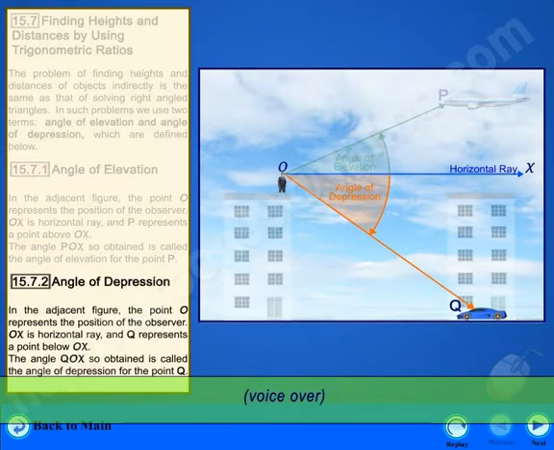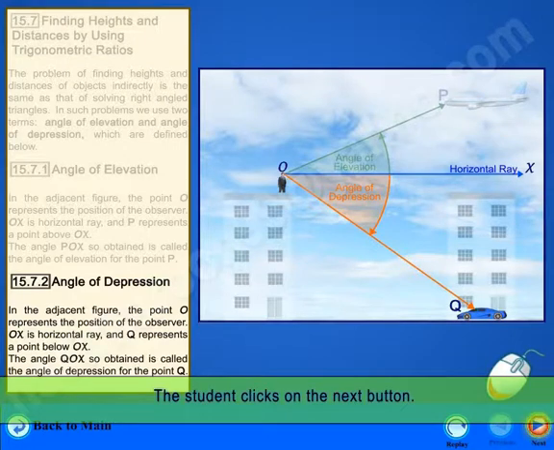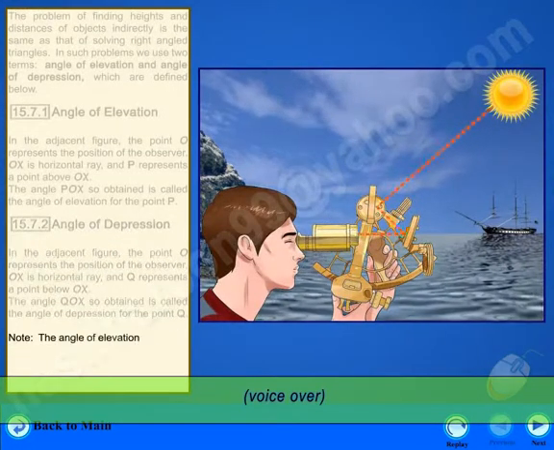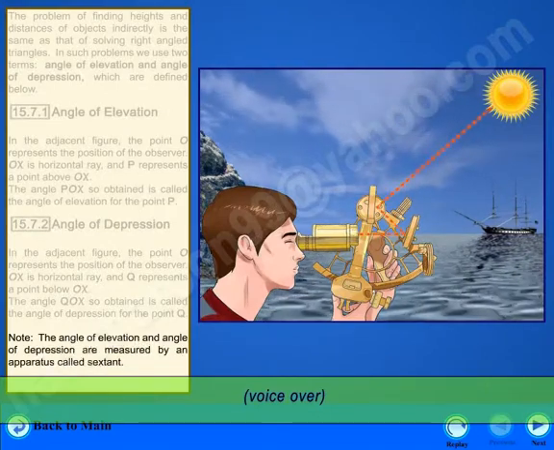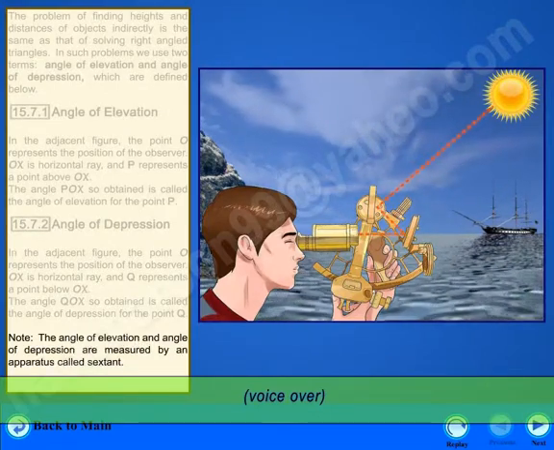Angle of depression. In the adjacent figure, the point O represents the position of the observer. OX is a horizontal ray, and Q represents a point below OX. The angle XOQ so obtained is called the angle of depression for the point Q. The student clicks on the next button. Note: the angle of elevation and angle of depression are measured by an apparatus called a sextant.